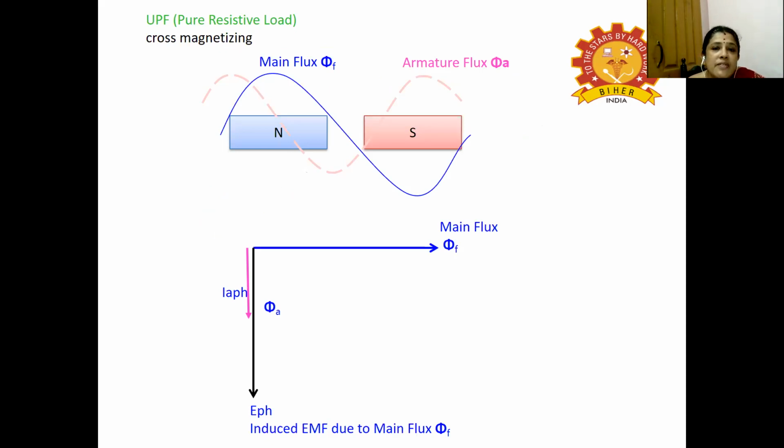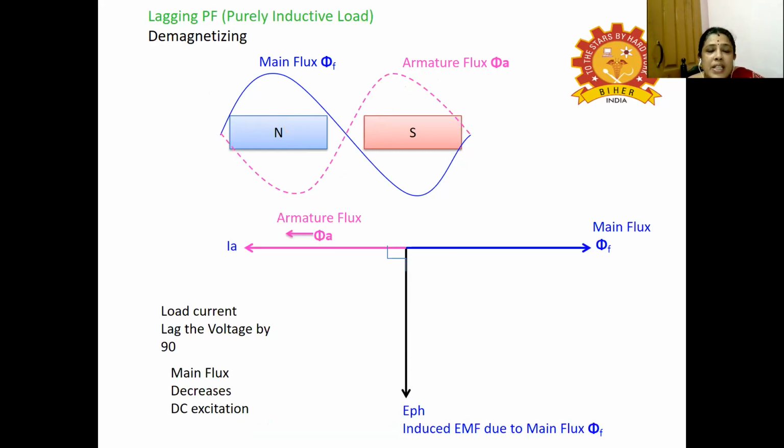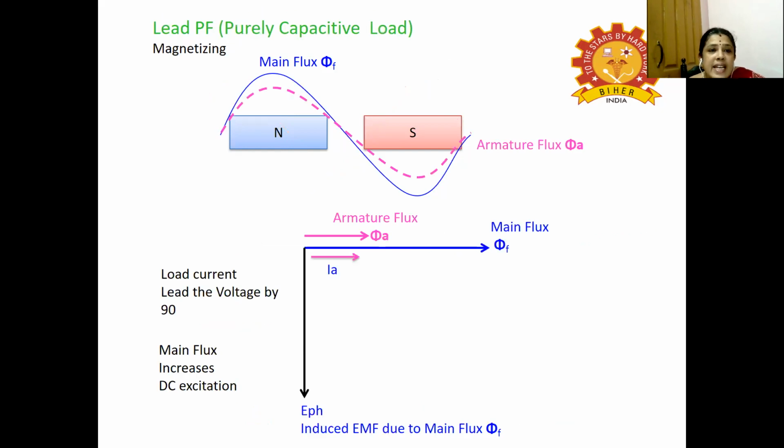This is called the main flux, and this is the armature flux. Then lagging power factor is a purely inductive load. It is demagnetizing. The main flux is here. Here the load current lags the voltage by 90 degrees. The main flux decreases with the DC excitation, so that is why it is demagnetizing in nature. Next is leading power factor. It is a purely capacitive load, magnetizing. The load current leads the voltage by 90 degrees. The main flux increases with the DC excitation.